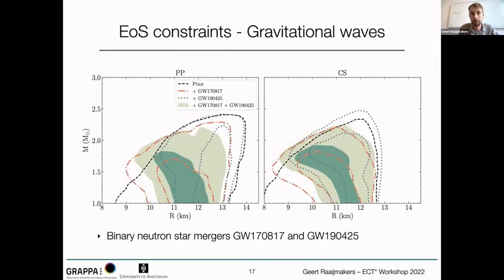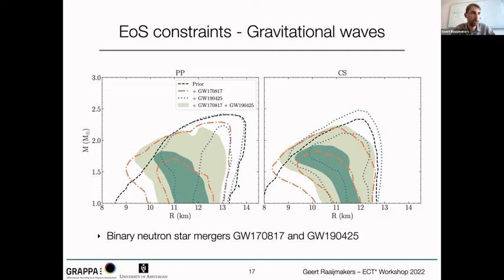Then if we turn to gravitational waves, here in orange, I'm showing the results for 170817. So 170817 put an upper bound on the tidal deformability of neutron stars, and as such, it was preferring much softer equations of state. So you can see that the posterior distribution is also pushing you towards lower radii.